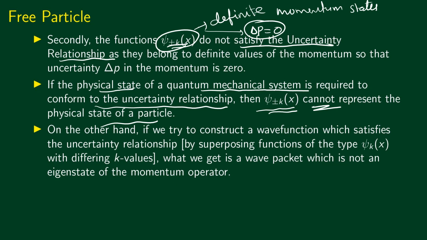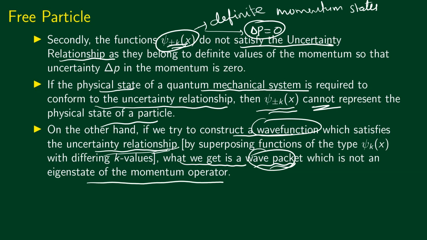Now we can try to construct a wave function which satisfies the uncertainty relationship. How do we do this? We can combine momentum eigenfunctions. We can take a superposition of the momentum eigenfunctions and try to construct a wave function that satisfies the uncertainty relationship. If we do this, we find that we get a wave packet which is no more an eigenstate of the momentum operator. So this wave packet would be consistent with the uncertainty relation, but it won't be an eigenstate of the momentum operator.